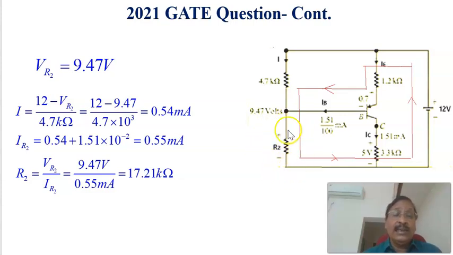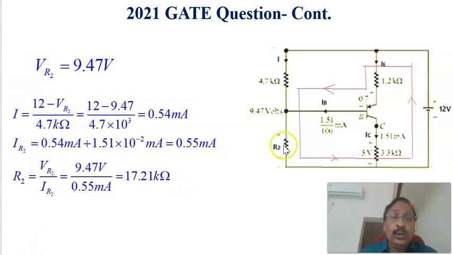In order to find the value of R2, we can calculate the current from the source to this point, which is equal to 12 minus 9.47 divided by 4.7 kilo ohm. That is equal to the input current I. And already we calculated IB. So the total current through R2 is the summation of these two currents. IR2 equal to this current I plus the current IB.